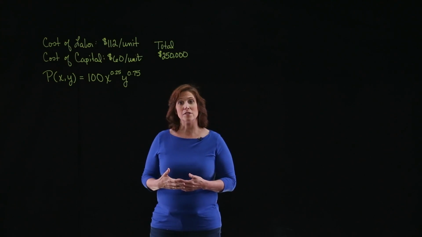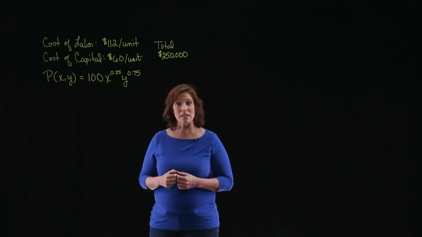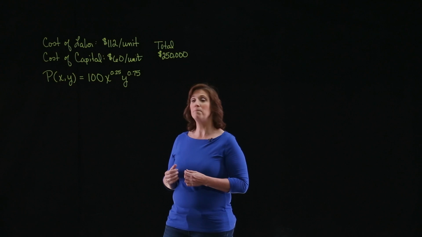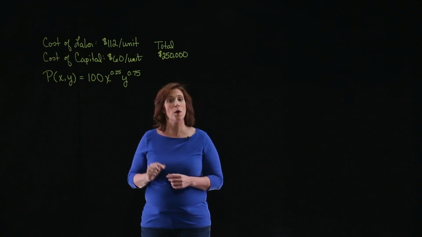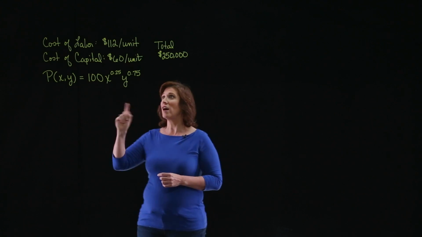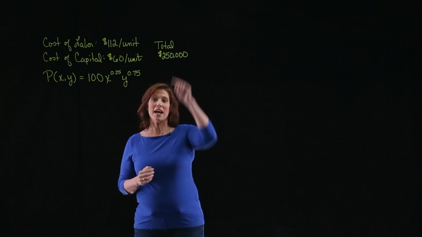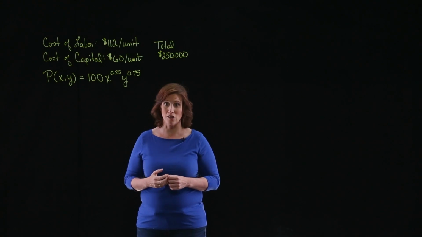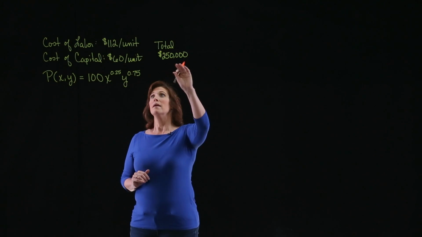Now, in order to use Lagrange multipliers, we need to not only have the function that we're going to maximize, but also a constraint. We're going to get the equation for the constraint based on the fact that we know that the cost of labor is $112 per unit, the cost of my capital is $60 per unit, and the most I have to spend on my labor and capital is $250,000. So let's go ahead and write a constraint.